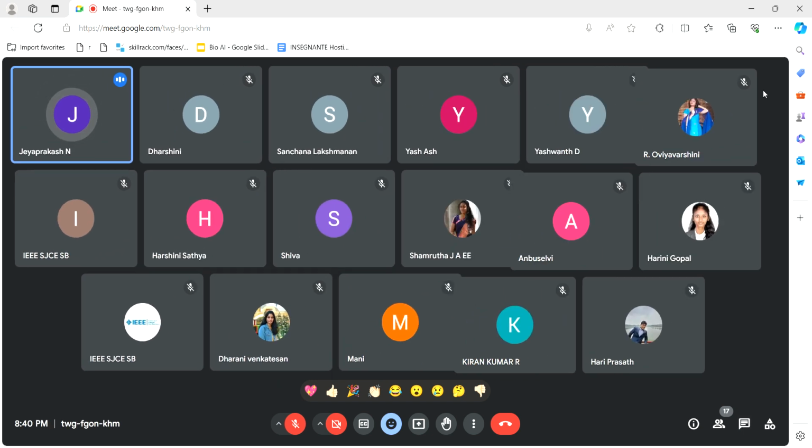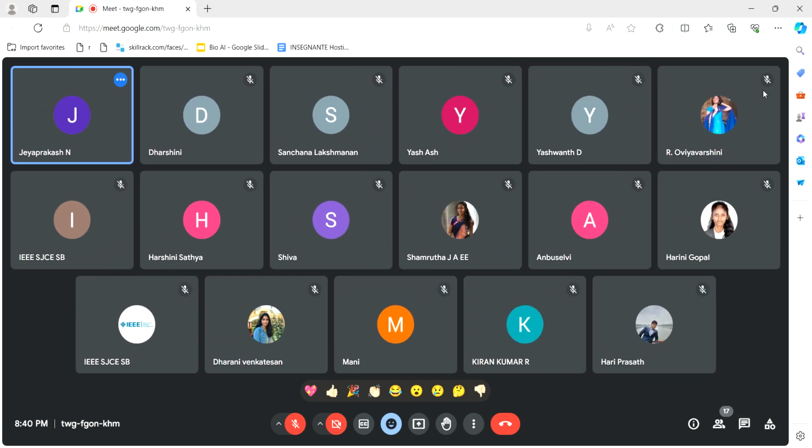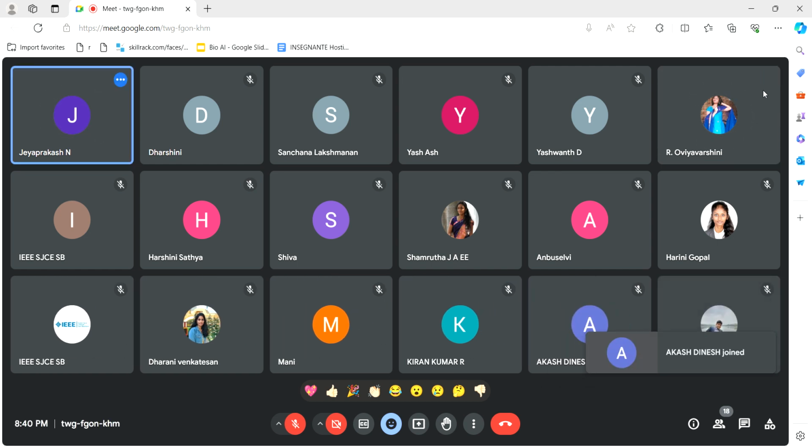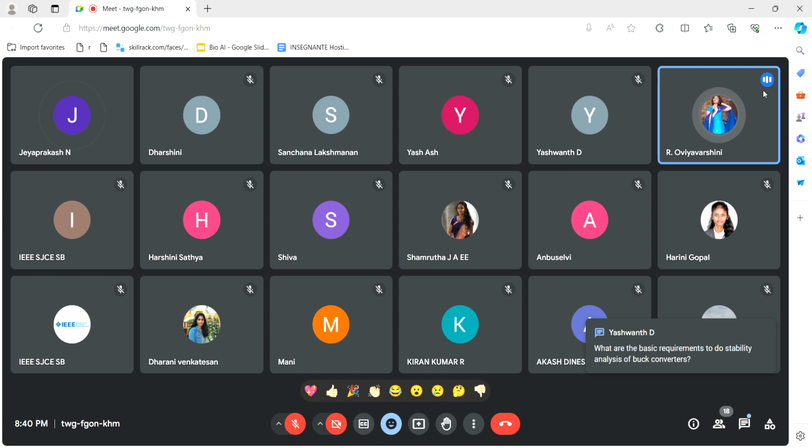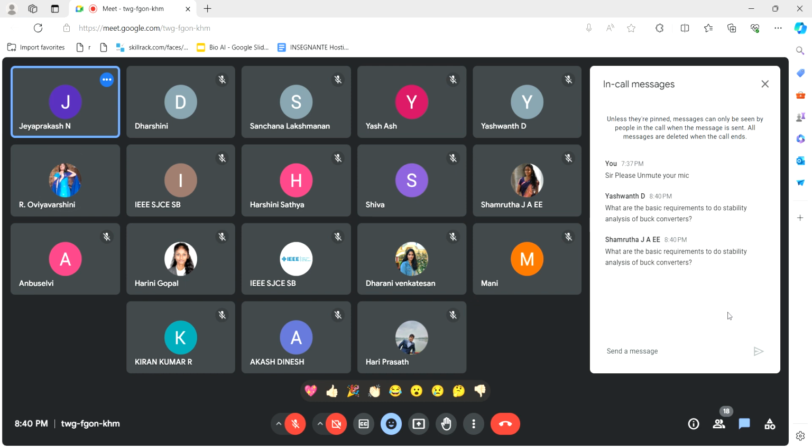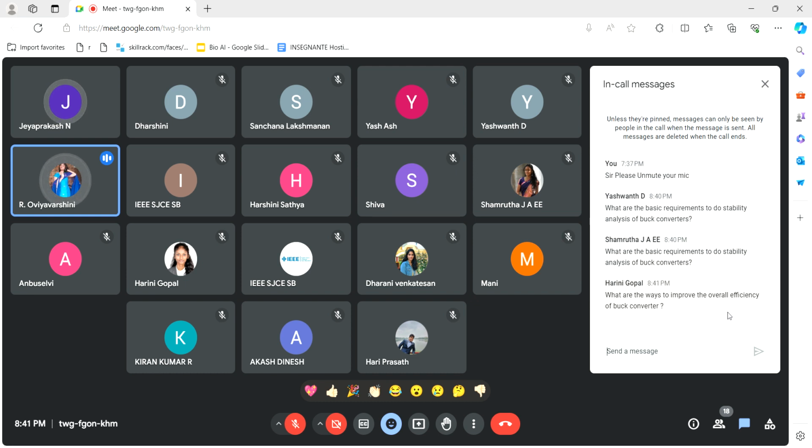Does anybody have any doubt? Sir, very good evening, sir. Myself Ovi Varshini. Yes, ma'am. I have a doubt, sir. Can you tell us about microconverters which are used for power applications? Could you repeat? Yes, microconverters which are used for power applications.